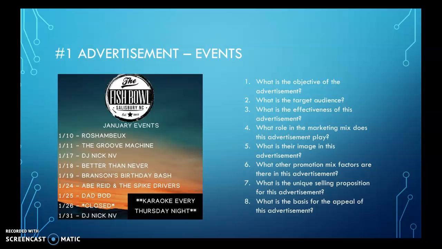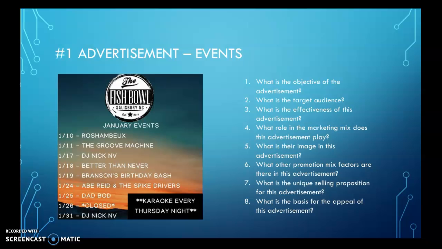What is the target audience? The target audience would be 21 and up, obviously. I think couples, especially for event nights, because they're cute date nights, and people in their 30s, probably early to middle-aged 30s. What is the effectiveness of this advertisement? The easiest way to find this would be to compare the sales on the event nights versus the sales on just a regular Tuesday. Analyze the difference and see if you had more people come on an event night versus a regular night.